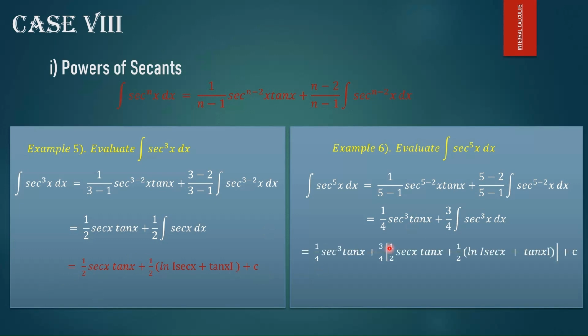So, we get 1/4 of secant cube x tan x plus 3/4 of the quantity of 1/2 secant x tan x plus 1/2 ln secant x plus tan x plus c. And we distribute 3/4 inside the quantity and get 1/4 secant cube x tan x plus 3/8 secant x tan x plus 3/8 of ln secant x plus tan x plus c.